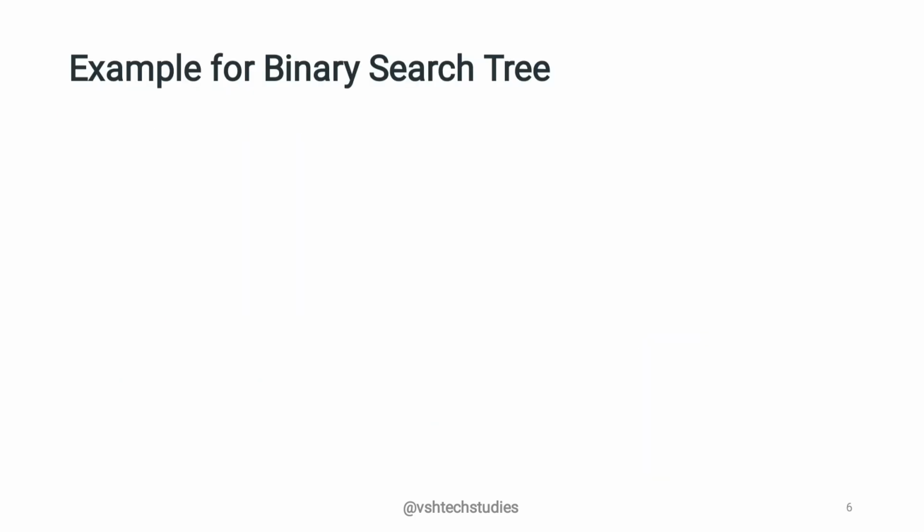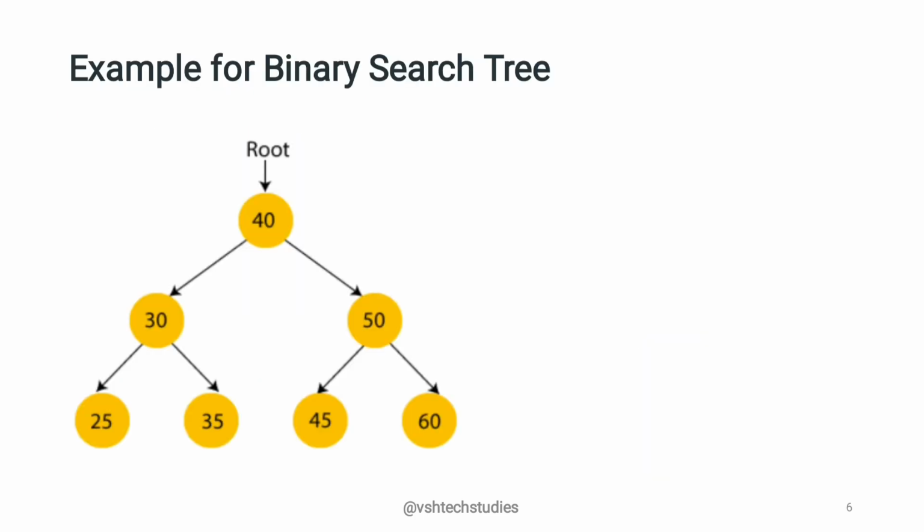Okay. So this is another example for a binary search tree. If we start from the root here, 40, 30 is smaller than 40, hence left side. 25 is smaller than 30, hence it is the left child of 30. But 35 is greater than 30, hence it becomes the right child of 30. 50 is greater than 40, hence it is the right child of 40. 45 is smaller than 50, hence it is the left child of 50. 60 is greater than 50, hence it is the right child of 50.